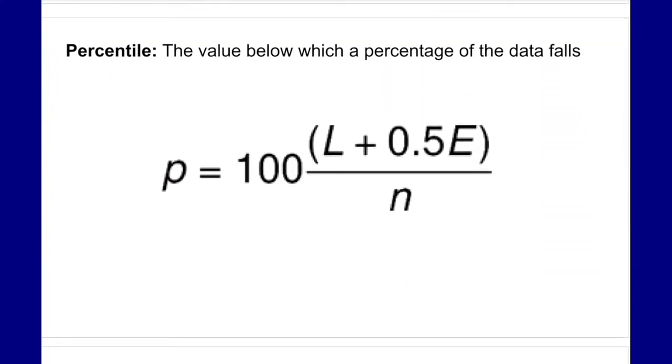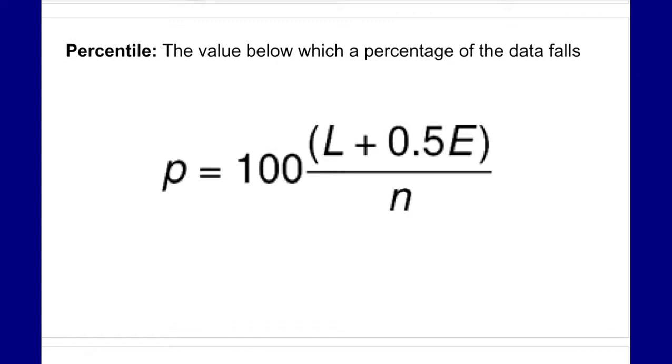The next terms we're going to look at are percentile and percentile rank. These are two terms that go hand in hand. So percentile is the value below which a percentage of the data falls. We're given a value and we want to find what percentile it falls in. Basically, based on the data that we have, what percentage of data falls below a specific value.